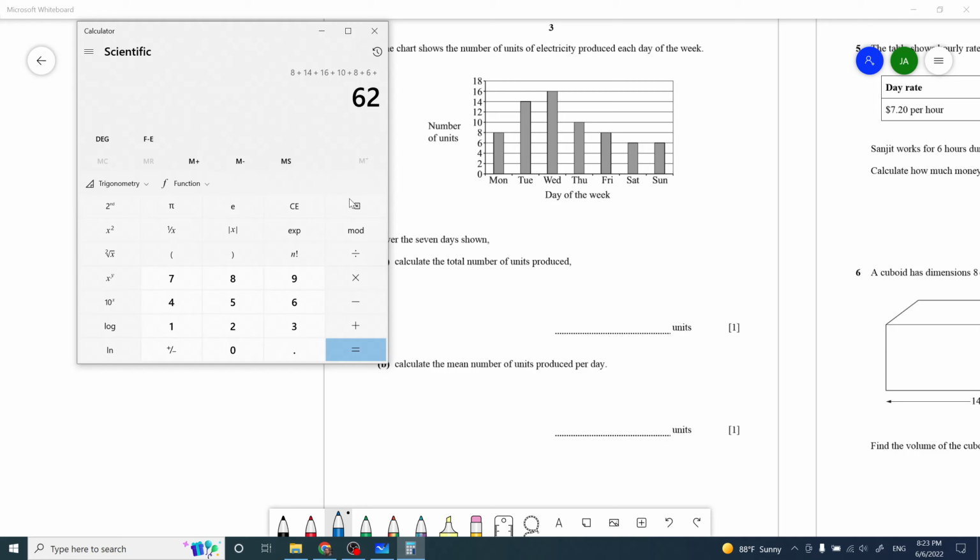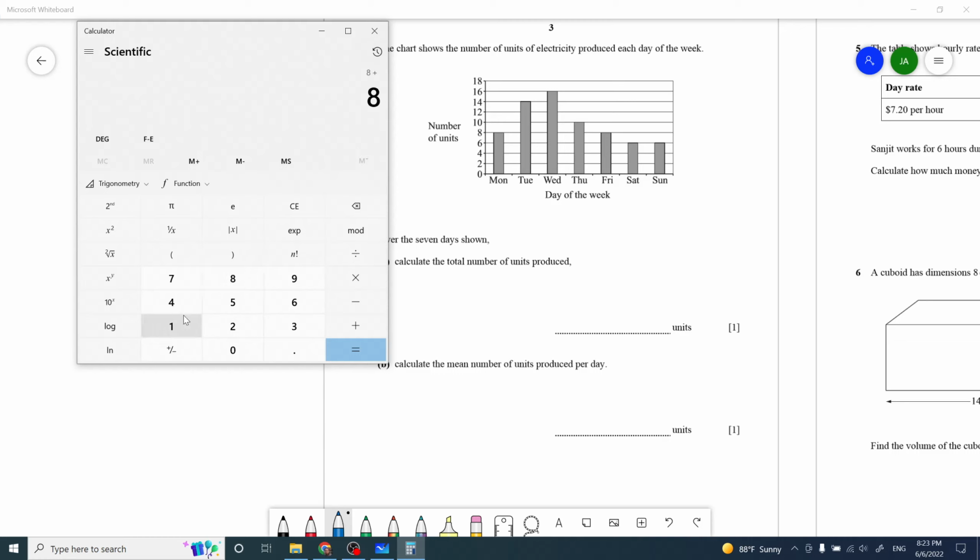My goodness. Well, my calculator seems to not want to work anymore. That's wonderful. Okay, well, trying again. Sorry to waste your time.